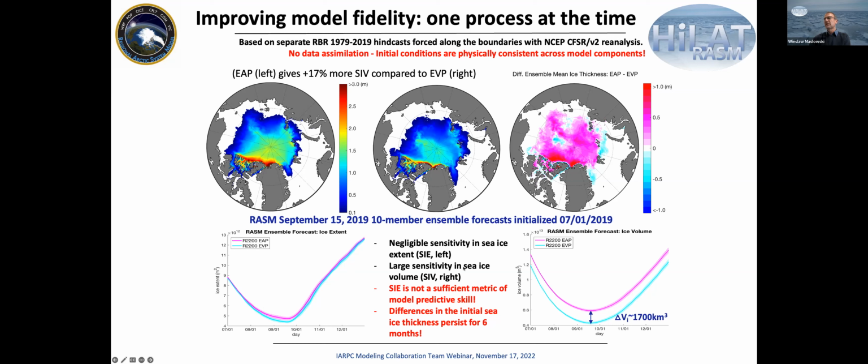So there is a large sensitivity in sea ice volume between the two simulations with two different rheologies, but negligible sensitivity in sea ice extent. So one conclusion you can draw is that sea ice extent is not a sufficient metric for model predictive skill. Another conclusion is that the difference in the ice thickness distribution persists for 6 months at least in our simulations.